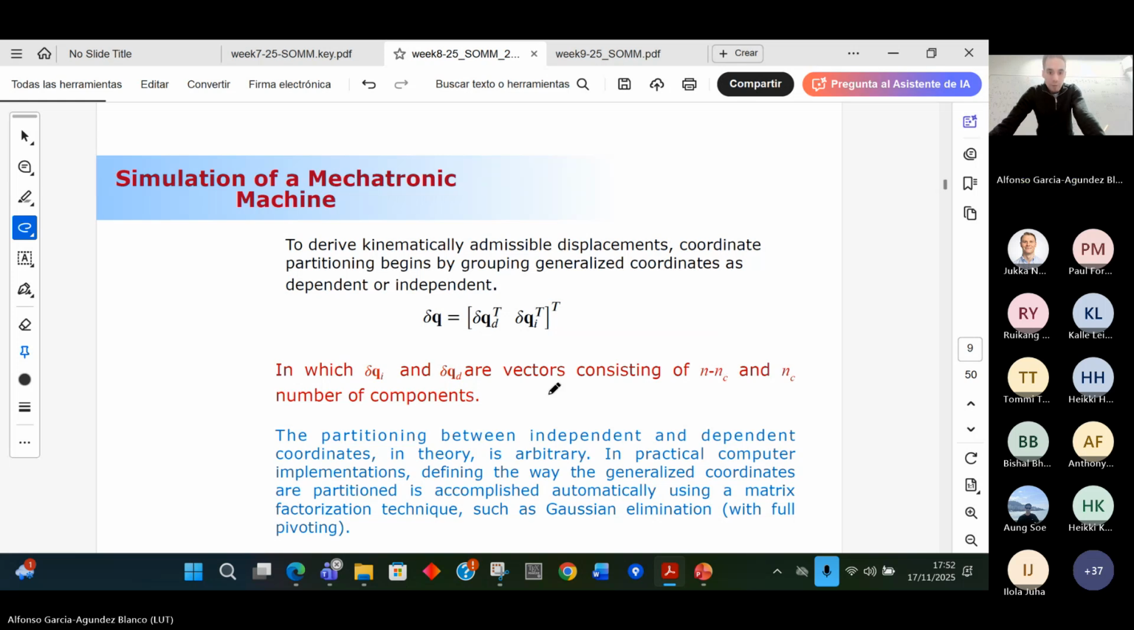Clear? Perfect. So as mentioned here, this partitioning between independent and dependent coordinates can be done arbitrarily, but in practical computer applications, usually you use some mathematical technique as, for example, Gaussian elimination, okay? But this is if you wanted to implement it computationally.